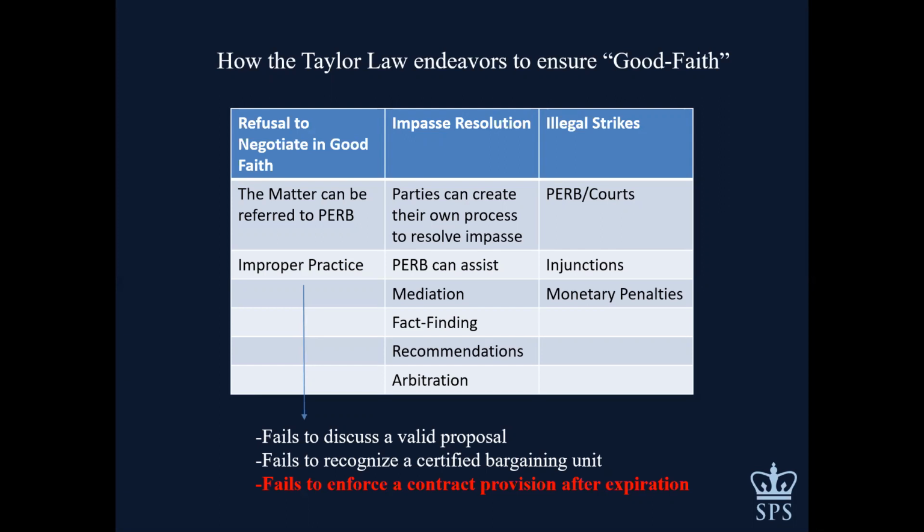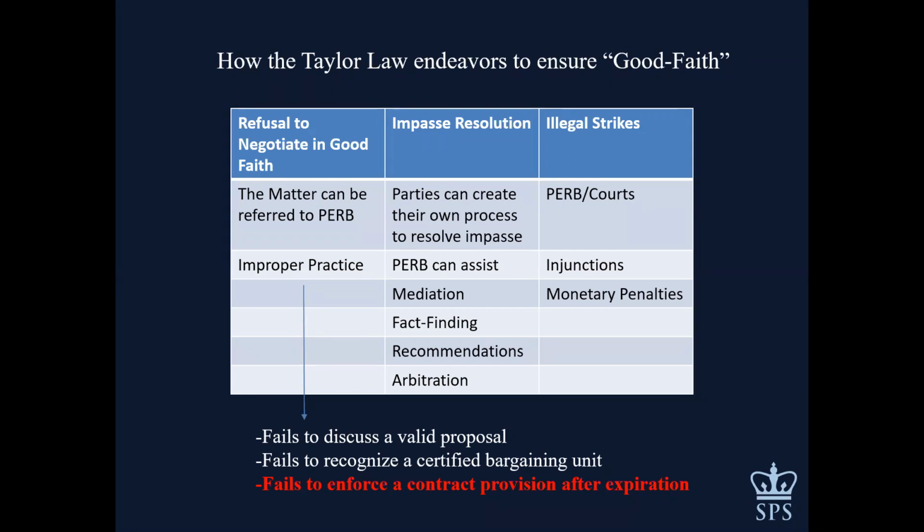The next thing at the bottom there talks about fails to recognize a certified bargaining union. That's kind of a simple one. If the bargaining union filled out all the right forms and, like I said before, crossed all the T's and dotted all the I's, the school district has no choice. They have to sit down and negotiate with that unit.